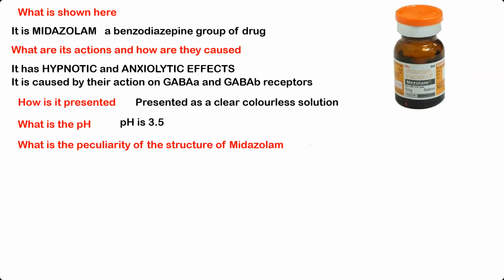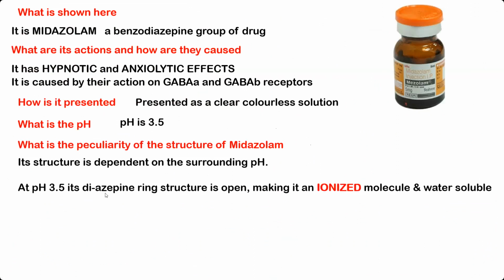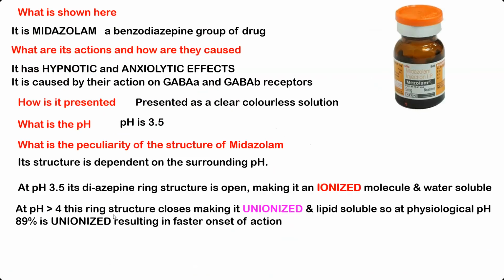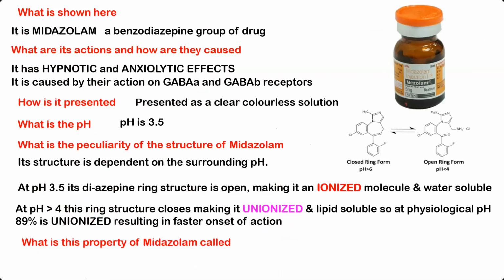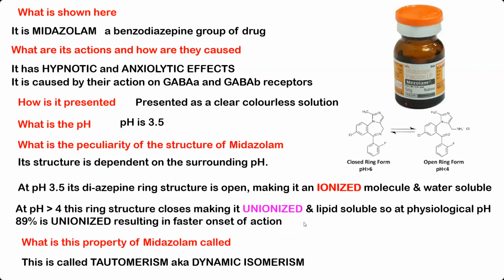It exhibits tautomerism. Its structure is dependent on surrounding pH. At pH 3.5, the diazepine ring structure is open, making it an ionized, water soluble molecule. At a pH of more than 4, the ring structure closes, making it unionized and lipid soluble, so that at physiological pH, 89% is unionized, resulting in faster onset of action. This is the difference between the two structurally. This property is called tautomerism, or dynamic isomerism.